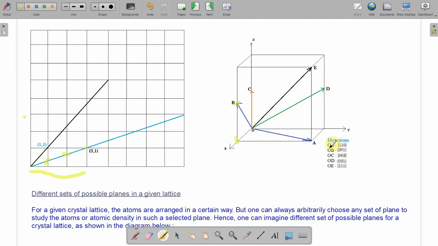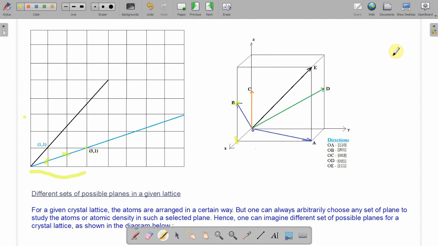This is for OB. OC, if you do the same logic, it is cutting here at half of z, which is not an integer. So, to make it an integer, this line has to be doubled. So, basically OC is going to be [0 0 2]. OD, extending the same logic, is cutting at half the z direction.